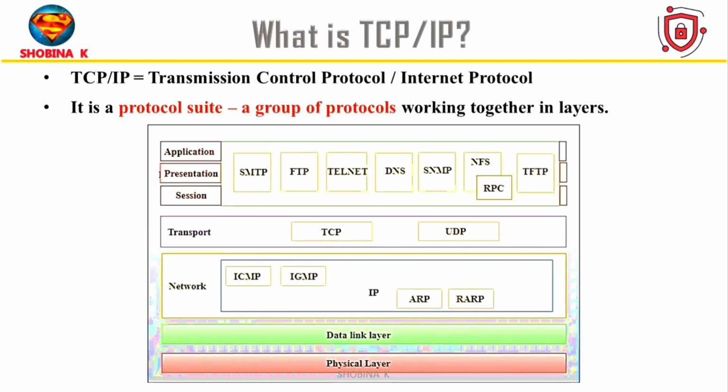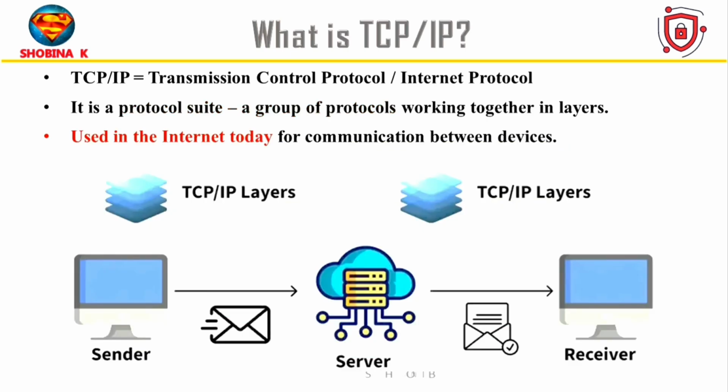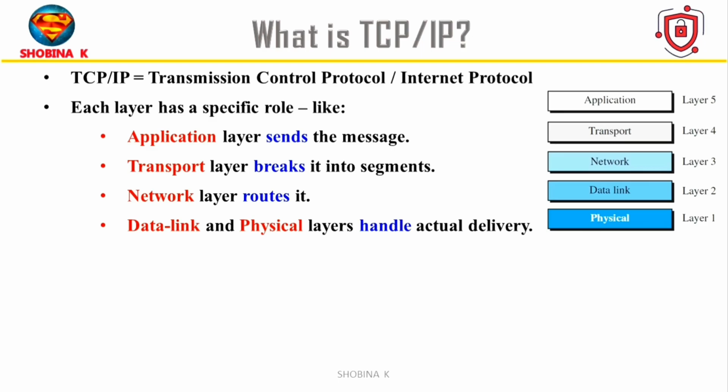TCP/IP follows a hierarchical model. But what does that mean? It means the layers are arranged step by step, like a staircase. Each layer depends on the one below it. That is, the upper layers depend on the lower layers to do their job. Each layer has a specific job like sending, routing, or delivering data.